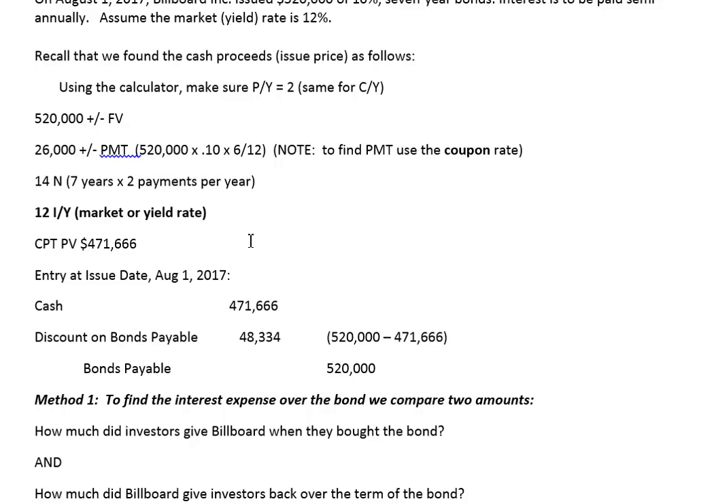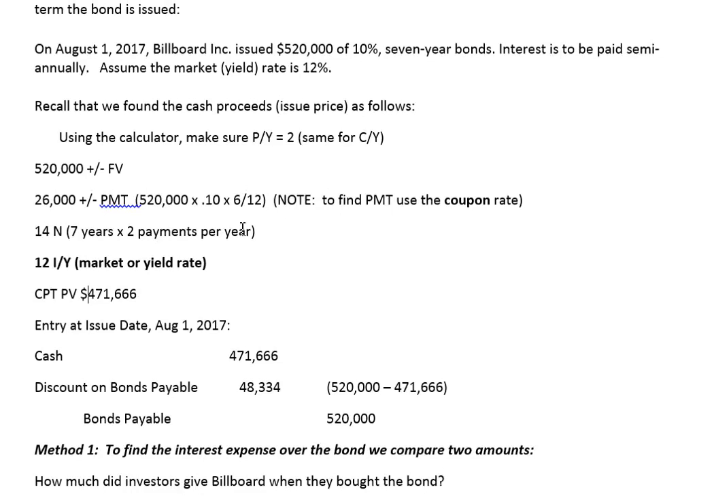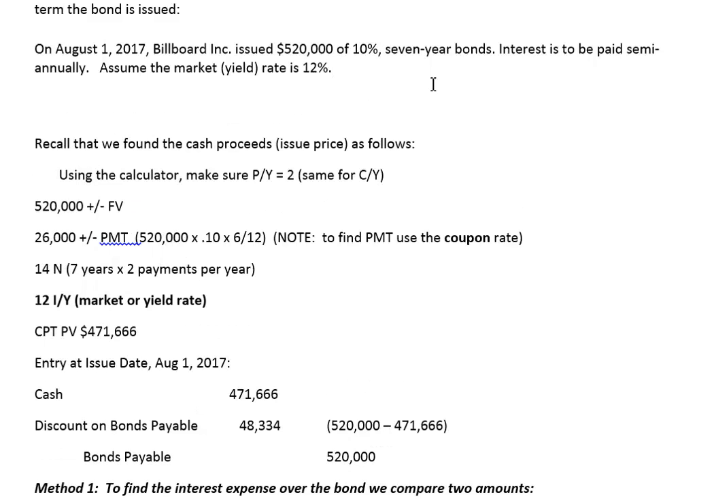$471,666. Now, we would have expected to get proceeds less than the face value. Why? Because we said it was a discount bond. And with discount bonds, what do we know? We know that with a discount bond, coupon is less than market rate, and we also know that cash proceeds at the issue date coming to Billboard should be less than the face value. So maybe we should just type that in.